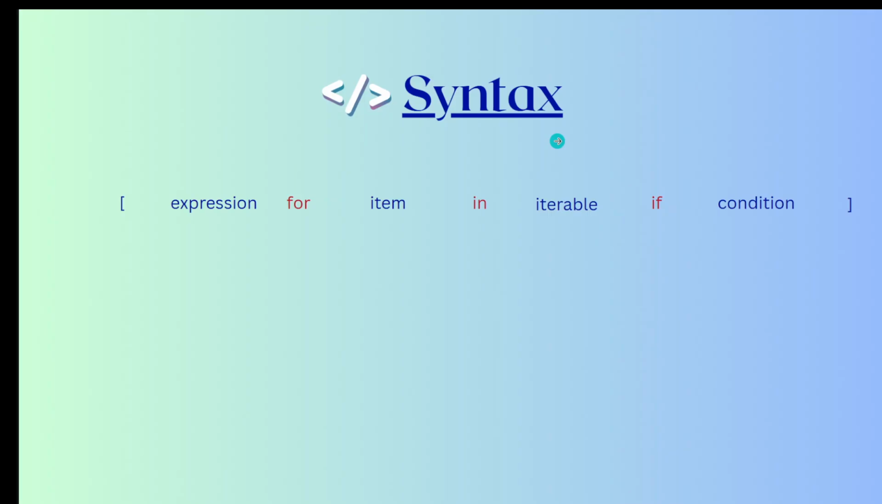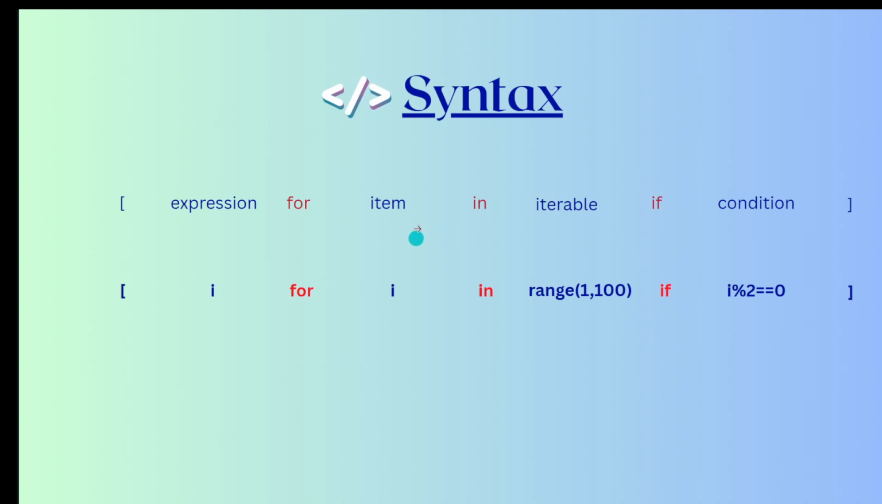Now what is the syntax of list comprehension? It has square brackets, and inside the brackets we put the expression, for item in iterable, if condition. So this is the syntax. Let's understand the syntax with our previous example: i for i in range 1 to 100 if i mod 2 equal to 0.